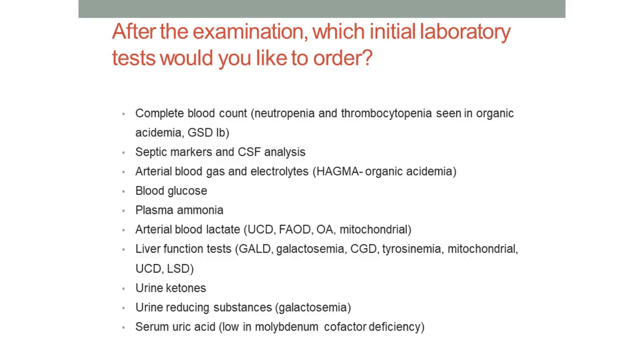if the child looks jaundiced, or you find organomegaly on per abdomen examination. You look for galactosemia, congenital disorders of glycosylation, tyrosinemia, mitochondrial disease, UCD and lysosomal storage disease. You have to check urine ketones and urine for reducing substances. Urine for reducing substances is for galactosemia. In older children, it can be done for hereditary fructose intolerance. Serum uric acid will be low in molybdenum cofactor deficiency.